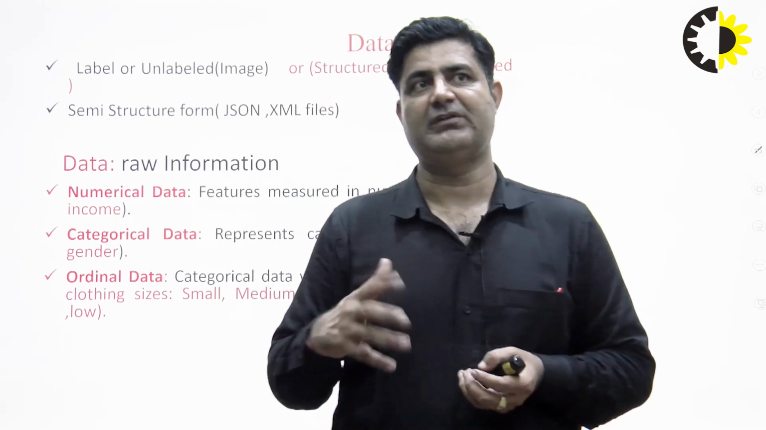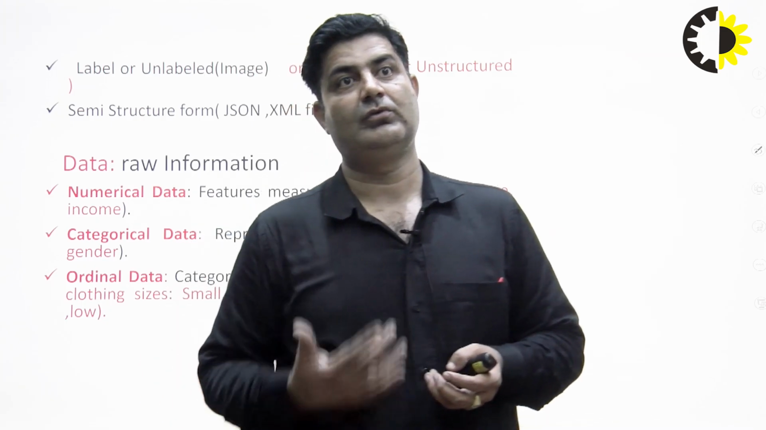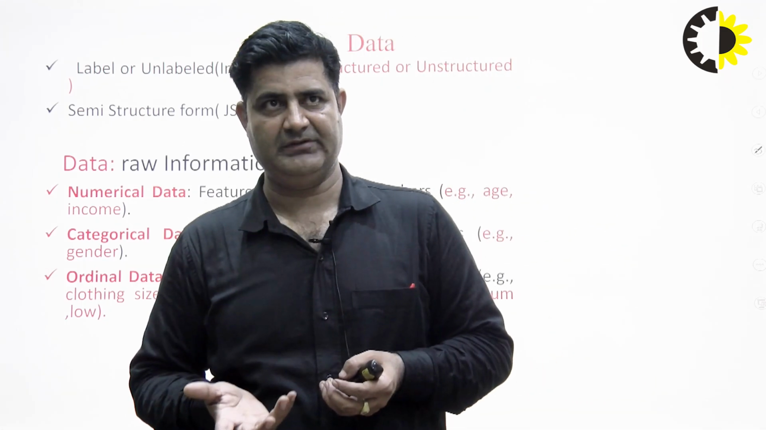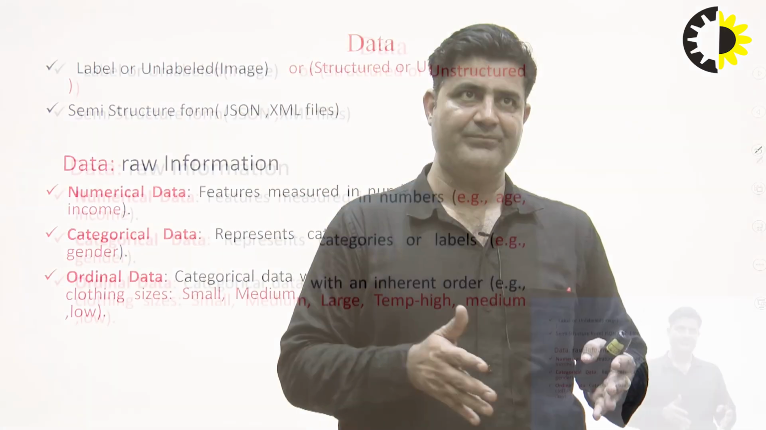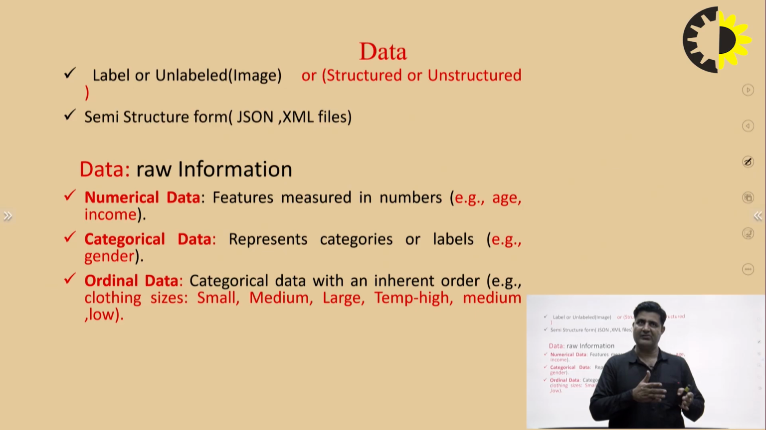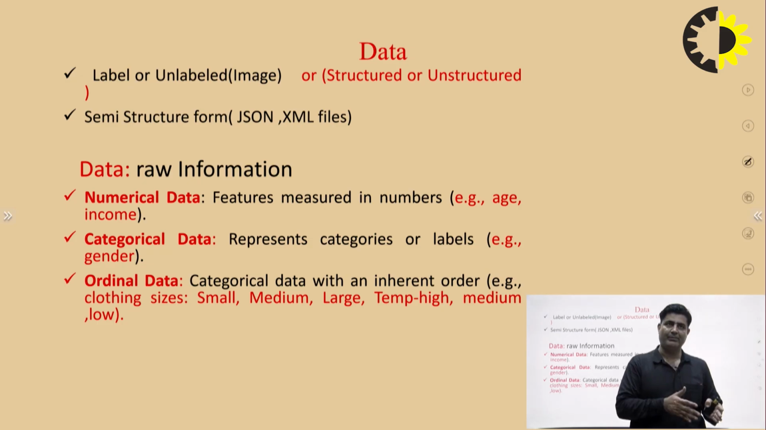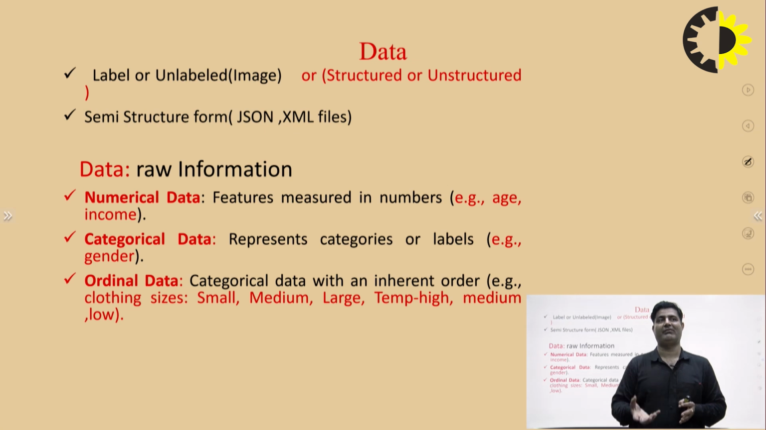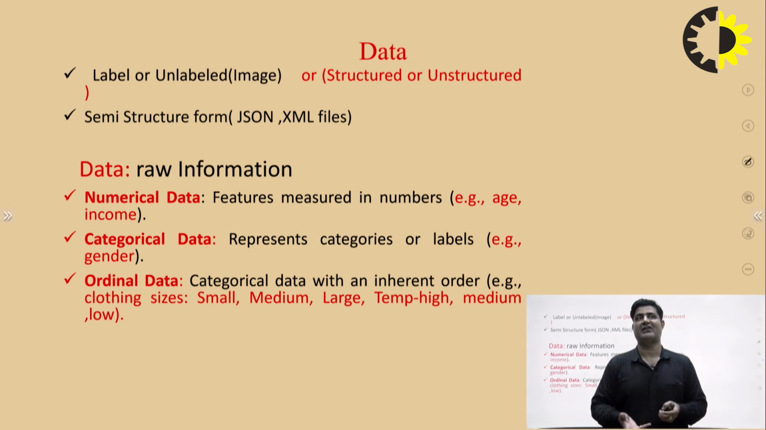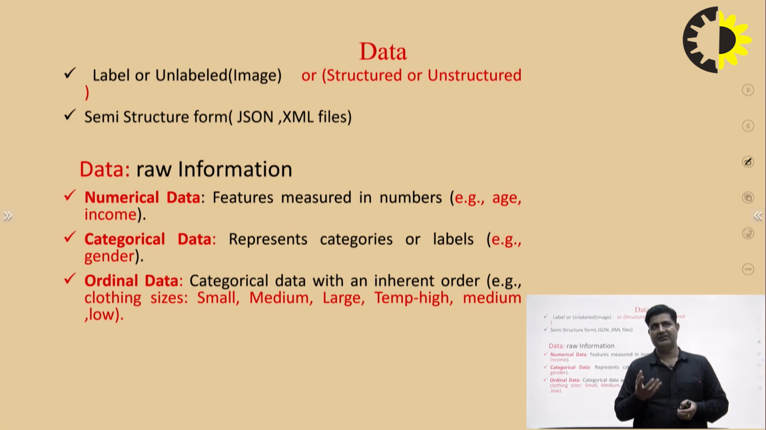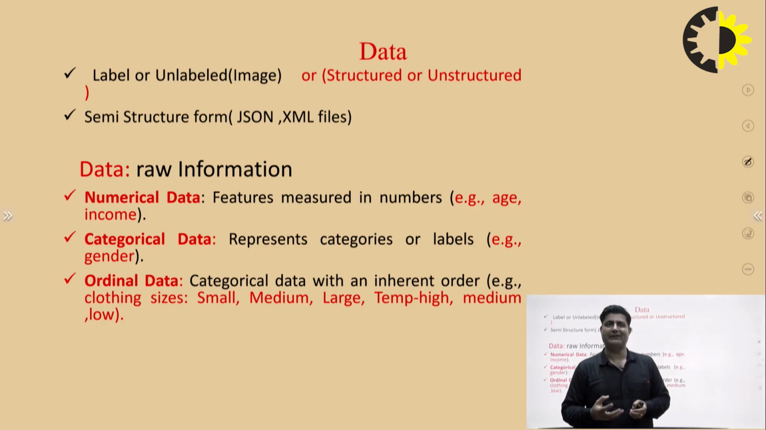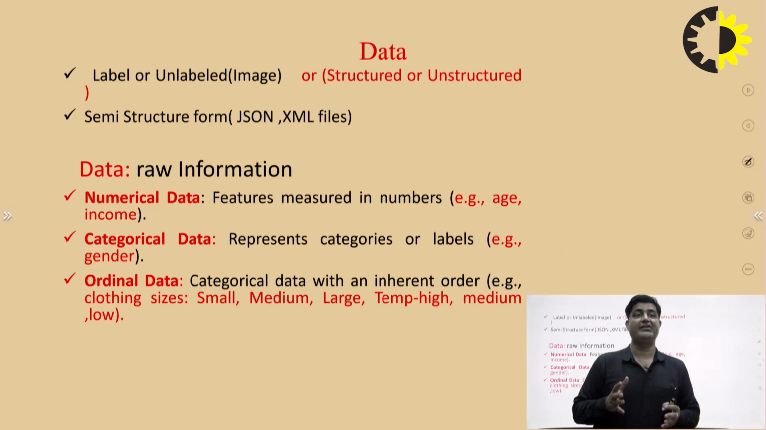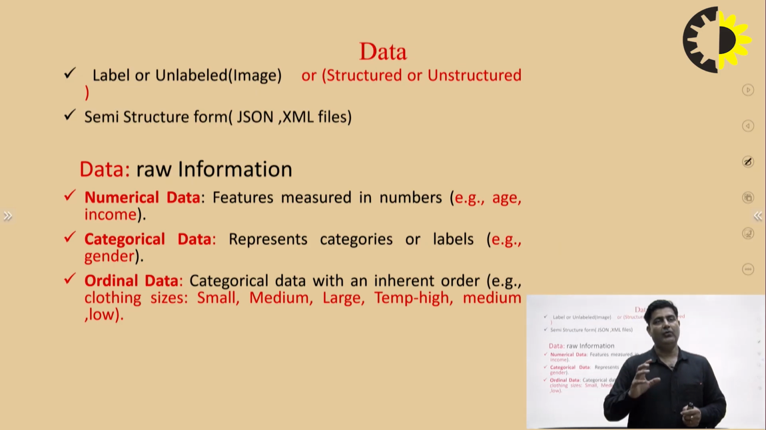Labeled data is sometimes called structured data, and we also have unstructured data. Labeled data is used in supervised machine learning, and unlabeled data in unsupervised machine learning. So data is either labeled or unlabeled, structured or unstructured. Sometimes data is in the form of semi-supervised as well, and we call it semi-structured data. Generally, semi-structured data is found in JSON format and XML files.